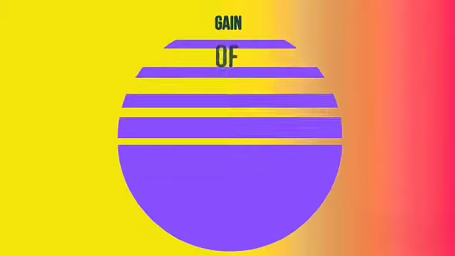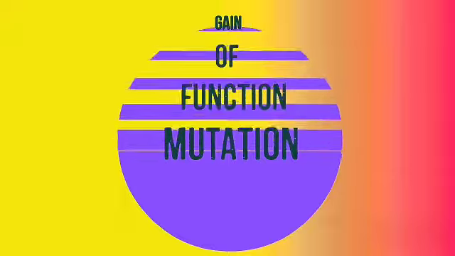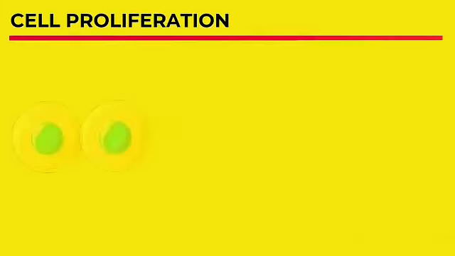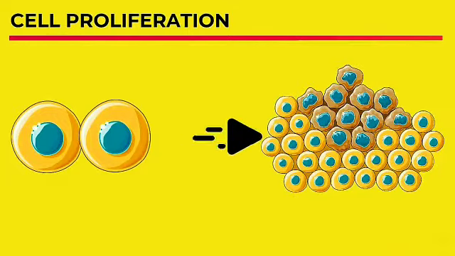However, the proto-oncogene can undergo gain-of-function mutation to become oncogene. This gene codes for hyperactive proteins that result in excessive cell growth and division. Well, if this sounds bad to you, it gets worse.